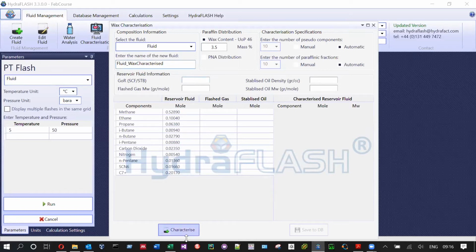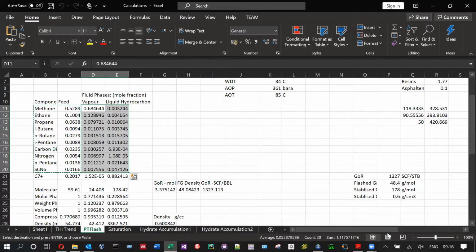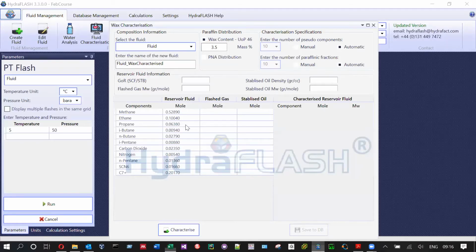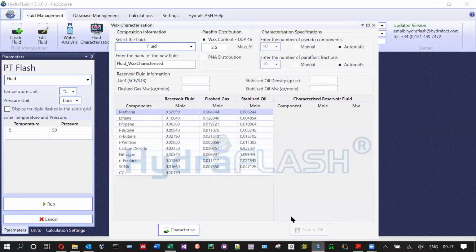So I start inputting the composition, because I don't want to input the mole fractions one by one here. I have the information in an Excel file. I copy it, and then I come here and paste it. Now it's ready. And then the wax content is 8.9. The GOR is 1327. Flash gas molecular weight is 24.4. Stabilized oil density is 0.6.